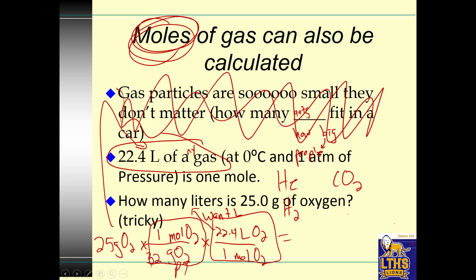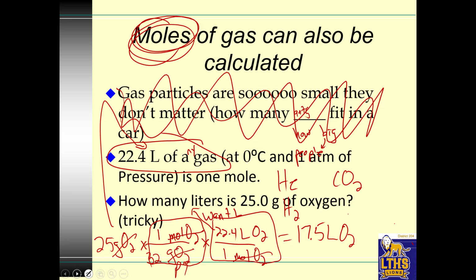Remember, divide by the bottom, multiply by the top. So I'm going to have 25 divided by 32 times 22.4. I have 17.5 liters. Notice grams of oxygen cancel, moles of oxygen cancel, liters of oxygen remain. This is going to seem pretty crazy with all the unit things that we're canceling through, but write this down, take a look at it, and we're going to spend a lot more time with it tomorrow.